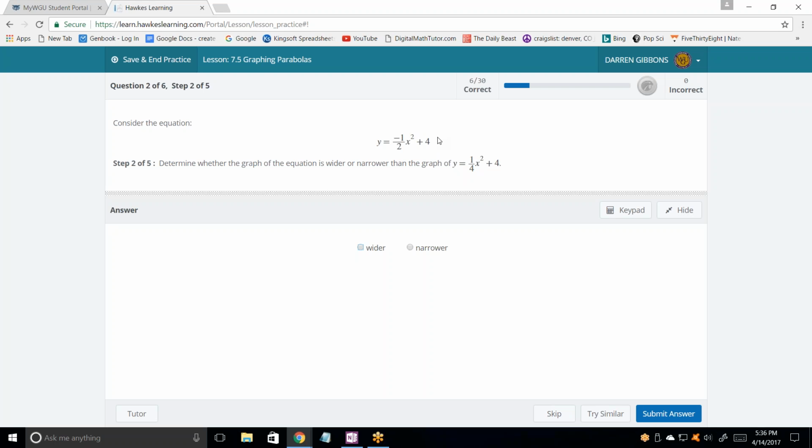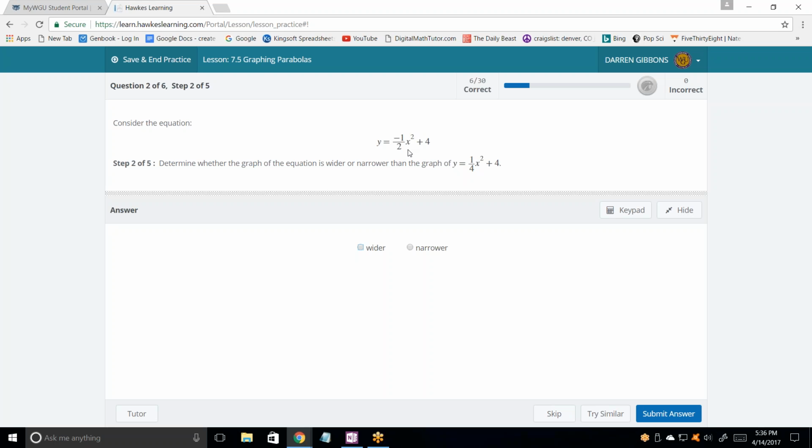What is it? Narrower. In other words, this is 1/4 x squared. This is twice that. Right? If I compare the original function to the new one they gave us, the original function is twice that. That makes it narrower, the original function. Now it also happens to be reflected, but a reflection doesn't change the width of the curve.